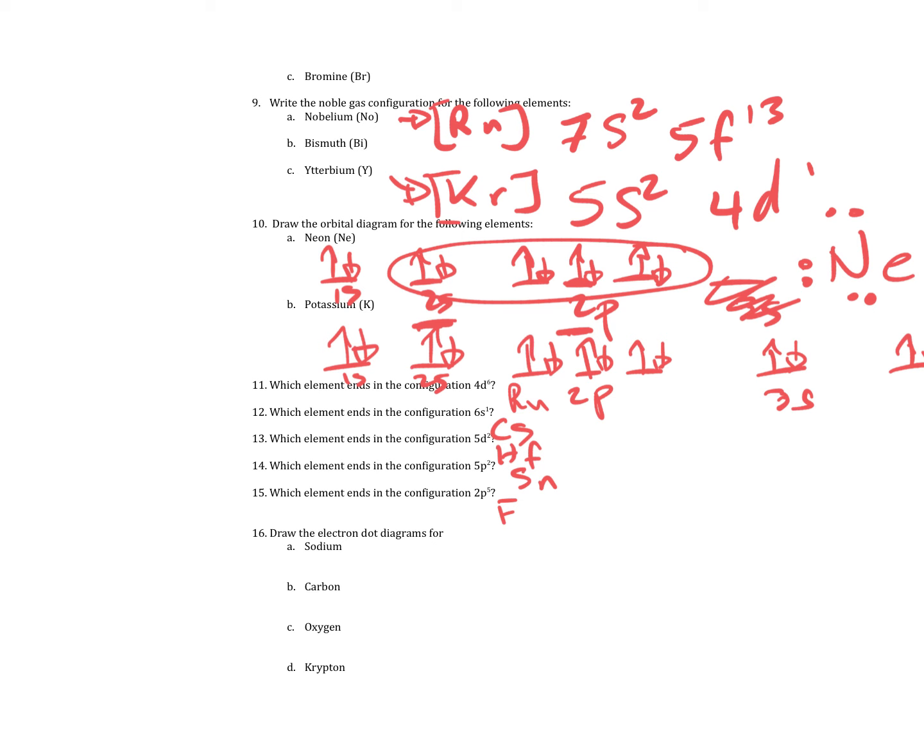Draw the dot diagram. Sodium is in family number 1, 1 dot. Carbon is in family number 4, 1, 2, 3, 4. Oxygen is in family number 6, 1, 2, 3, 4, 5, and 6. Krypton is in family number 8, so 1, 2, 3, 4, 5, 6, 7, and 8. That's why krypton is a noble gas. It has 2 electrons on each side.